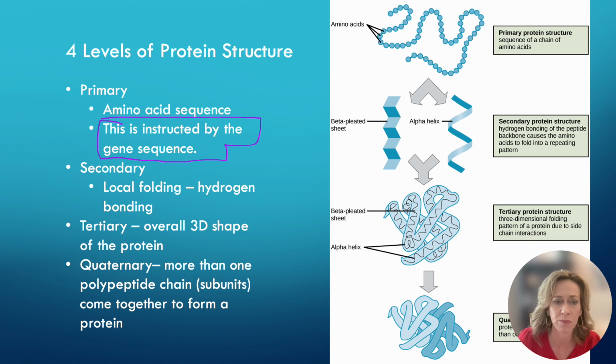The tertiary is really the overall 3-dimensional shape, right? Once all of the local folding happens. Quaternary is not necessarily present in all proteins. If you have more than one polypeptide that is produced and then folds and then comes together, then you have quaternary structure. Not all proteins will have quaternary structure.